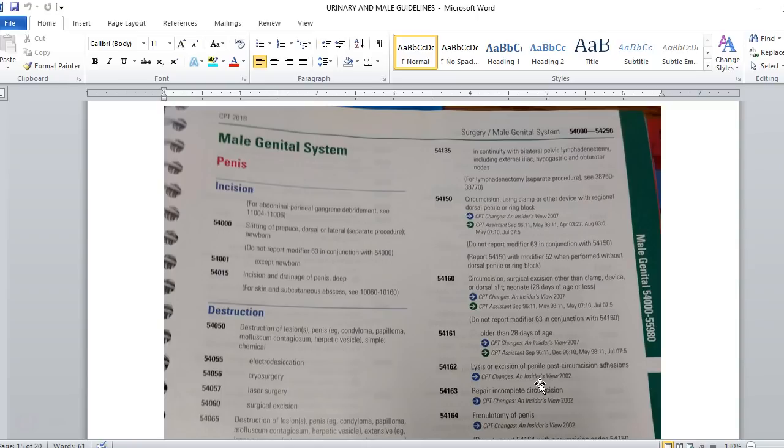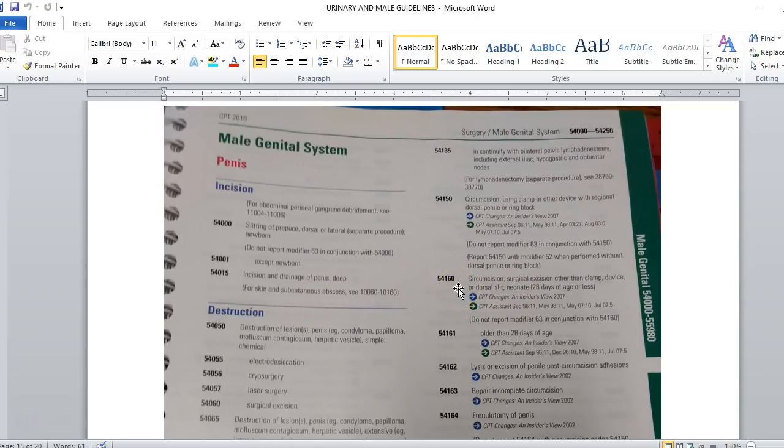But here is a key thing that you might want to make sure you know. So right here, circumcision, surgical excision other than clamp device or dorsal slit. Okay, so what is the dorsal slit?